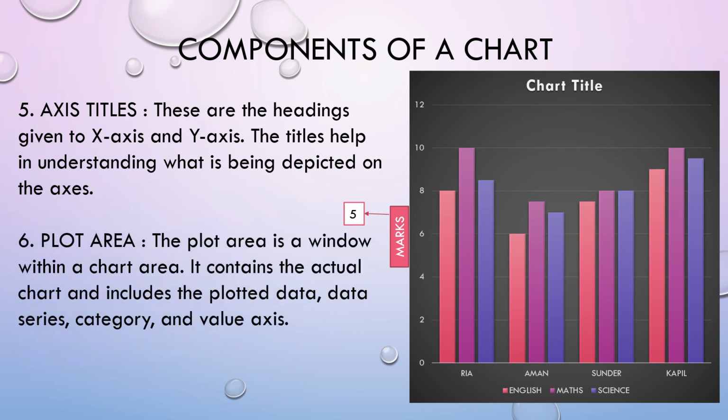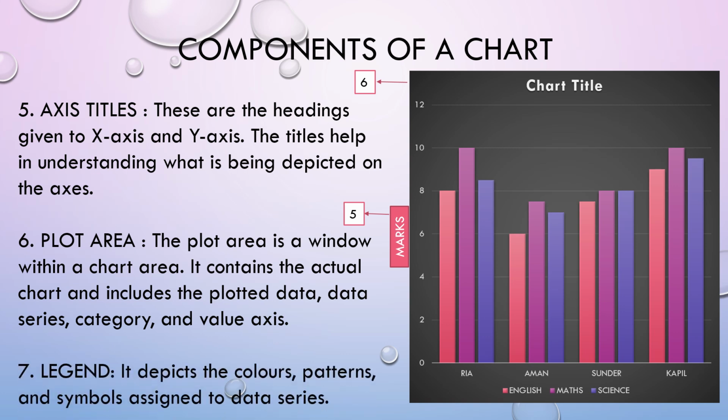Number 6 is plot area. The plot area is a window within a chart area. It contains the actual chart and includes the plotted data, data series, category, and value axis. So it's not just one single thing alone. Since it is an area, we can understand that it is a constituent. It is something which is forming different parts together, like plotted data, data series, category, and value axis. So together all these things form your plot area.